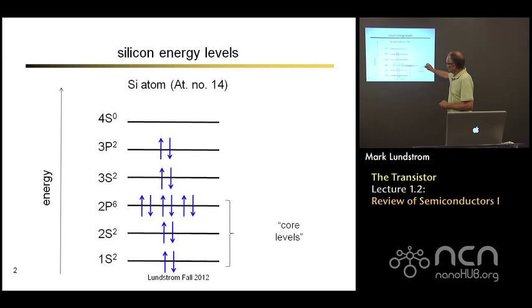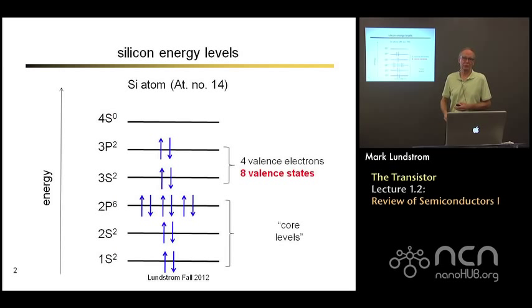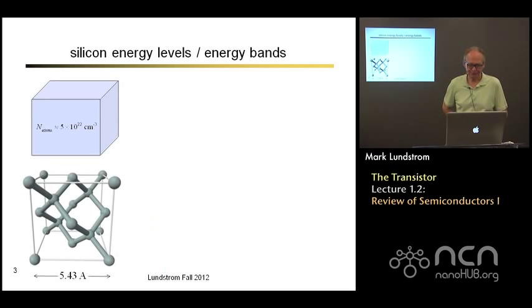Deep down, low in energies, we call those the core levels. We don't need to worry much about them because there's not much that we can do to affect them. But the highest energy levels are the ones that we worry about because we can manipulate those, and they're involved in chemical bonding, and those are the energy levels that we make use of in electronic devices. The important point is that in the highest energy levels, we have 4 valence electrons, but we have 8 states there, so there are 4 empty states as well.